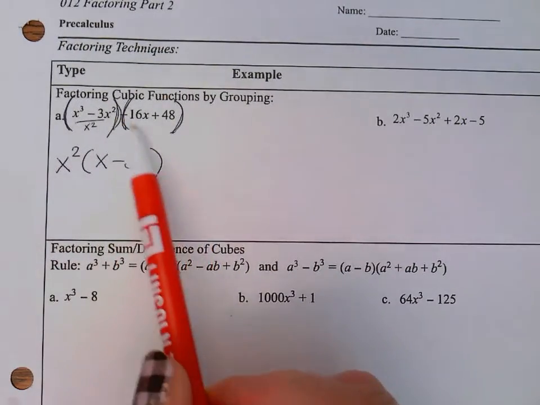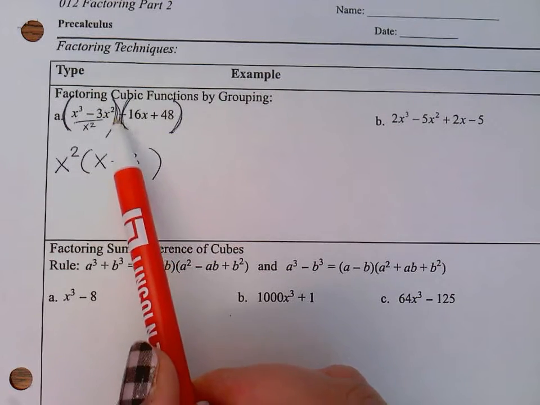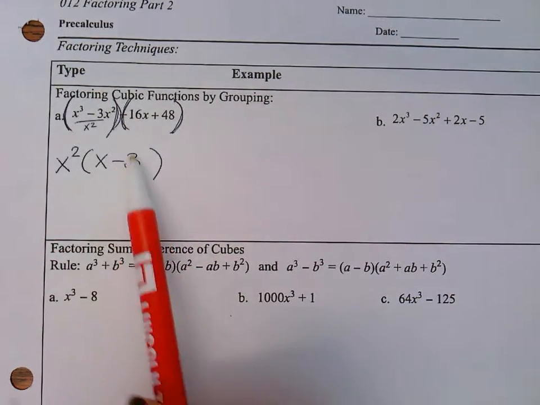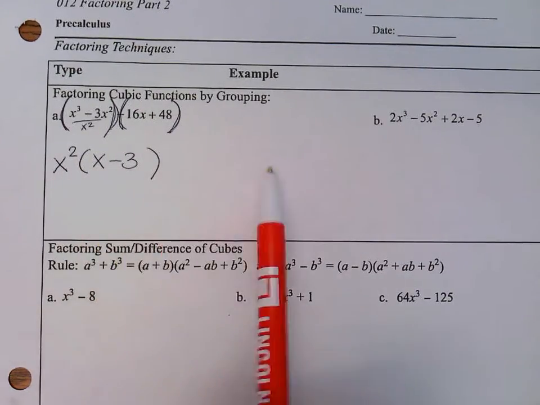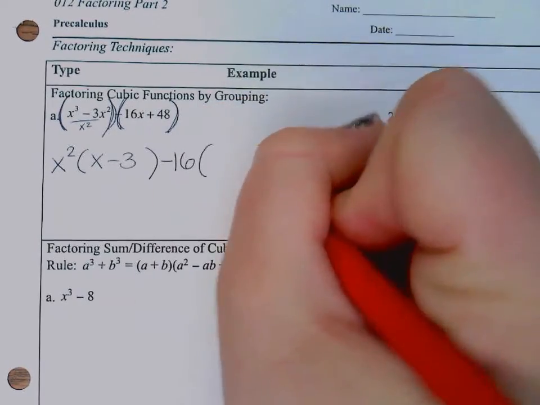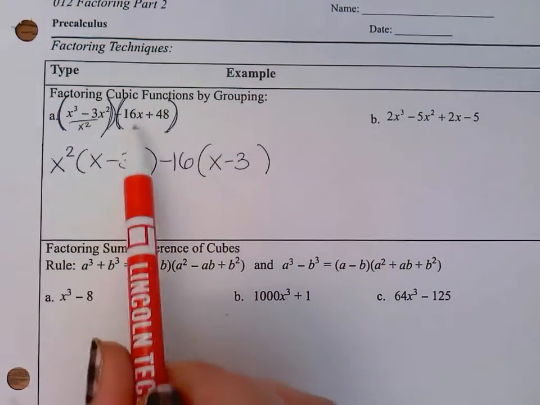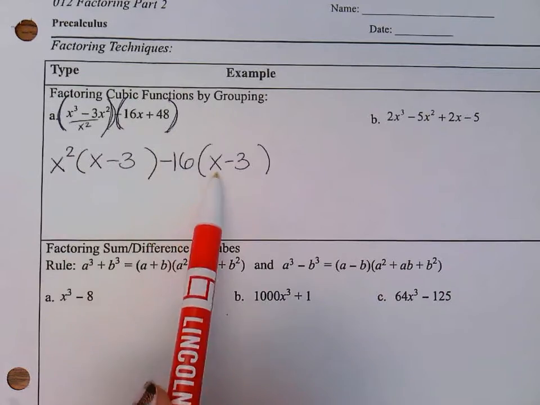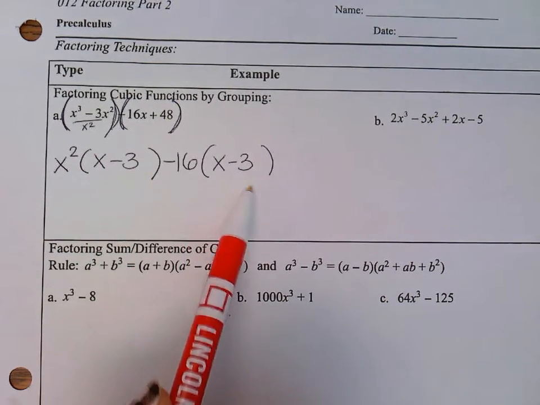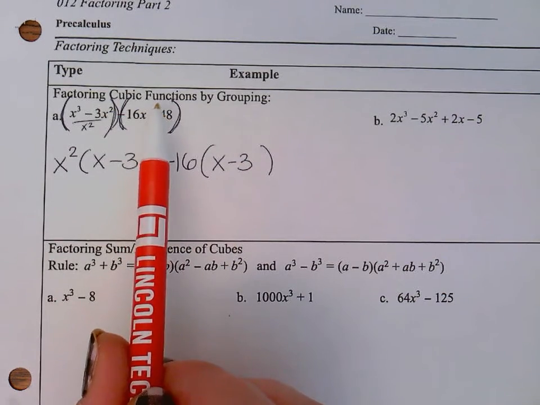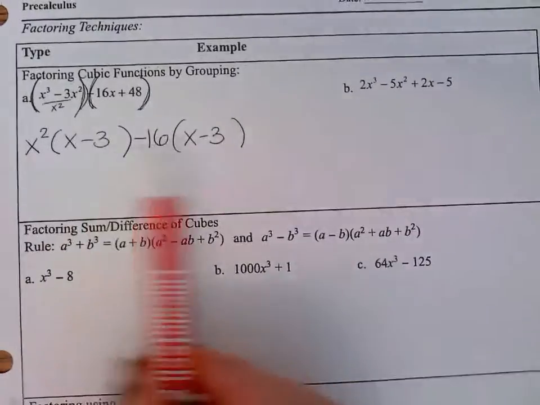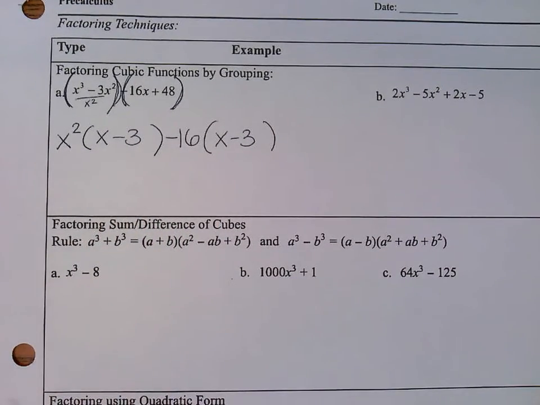So I'm going to do the same thing over here. That negative goes with that 16. So I want to force the inside parenthesis to be x minus 3 so they come out the same. So I'm going to take out a -16, and see how when you divide this by -16, you get x, and when you divide by -16 here, you do get -3. 48 divided by -16 is -3. And see how they came out the same? So this is how I know it's factorable.